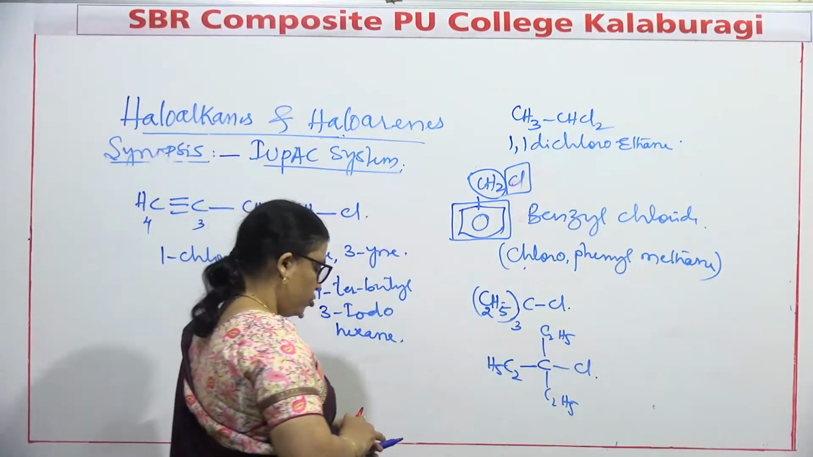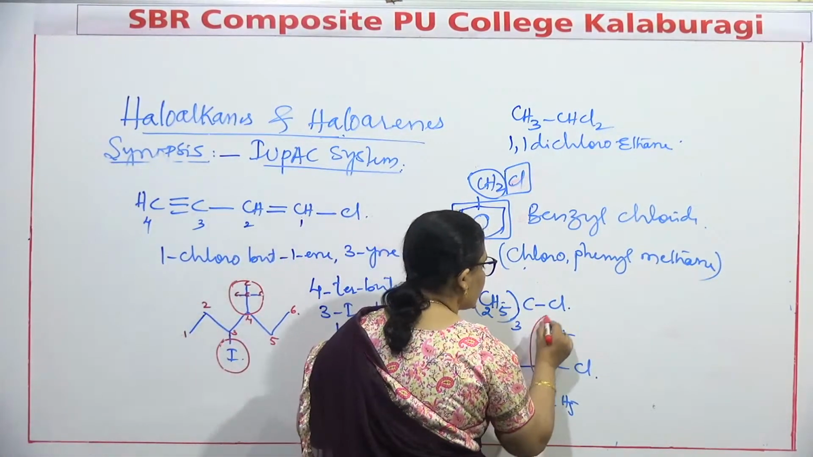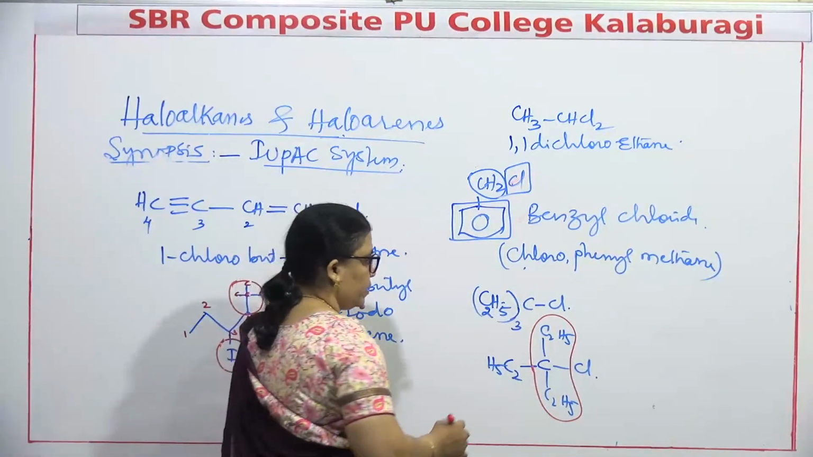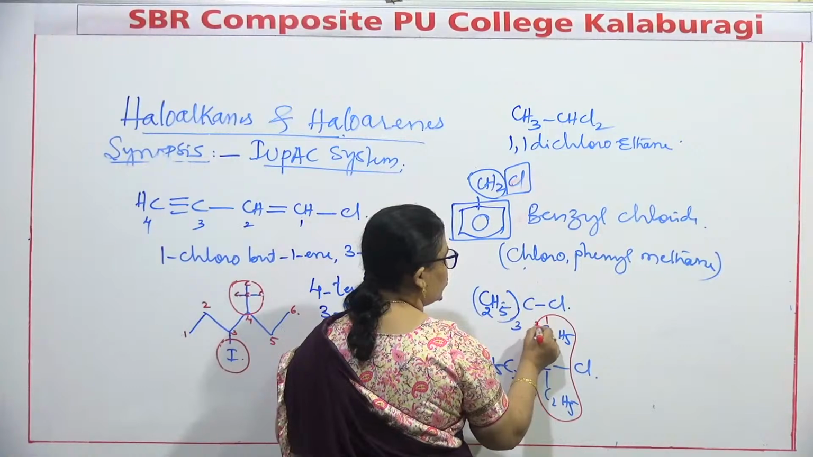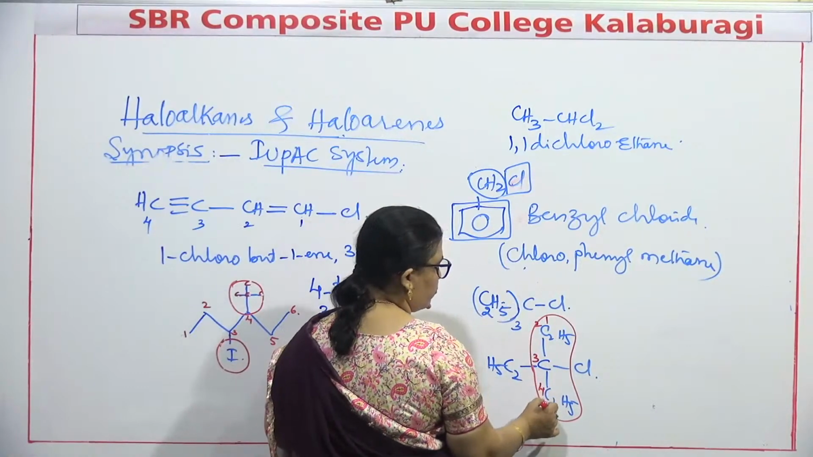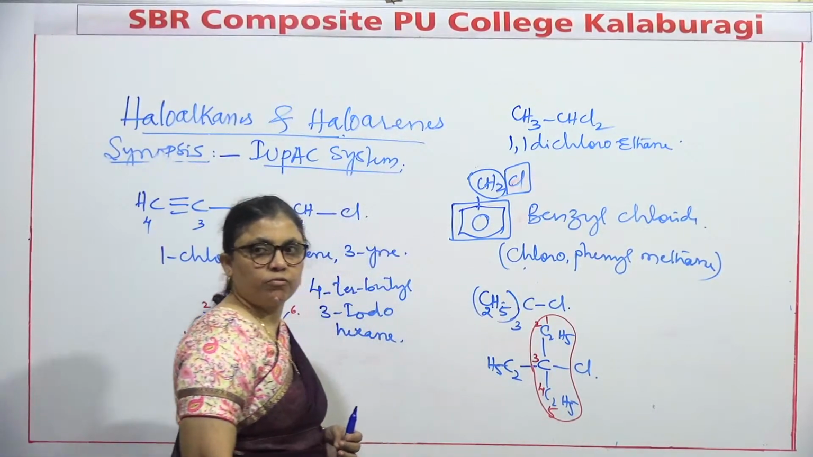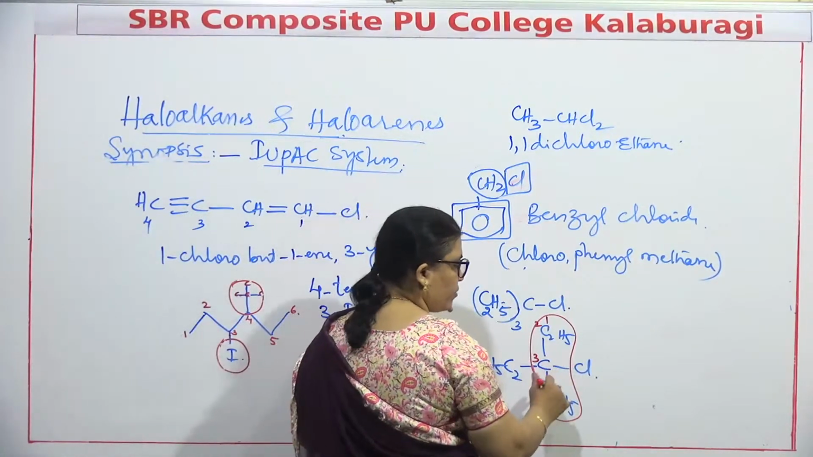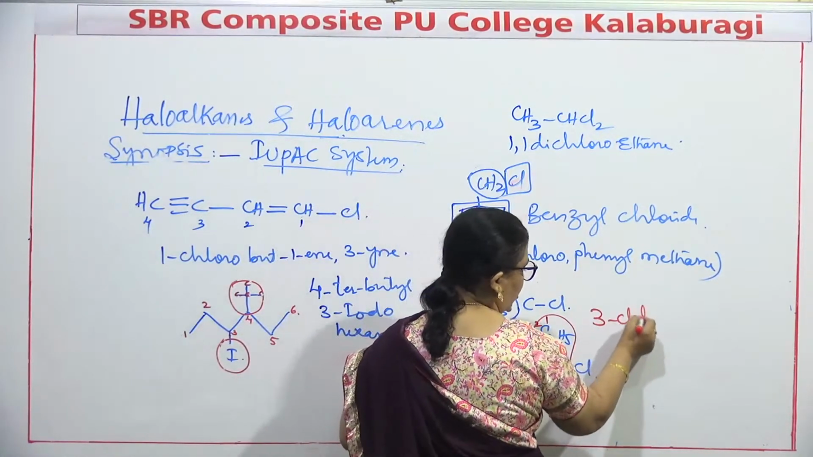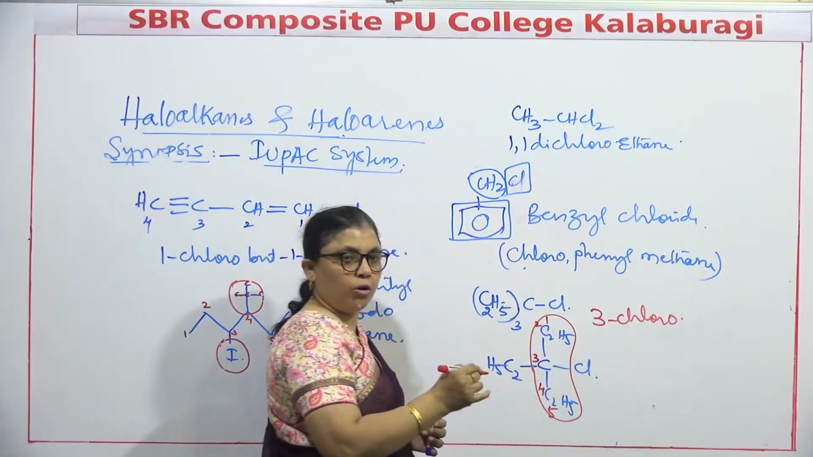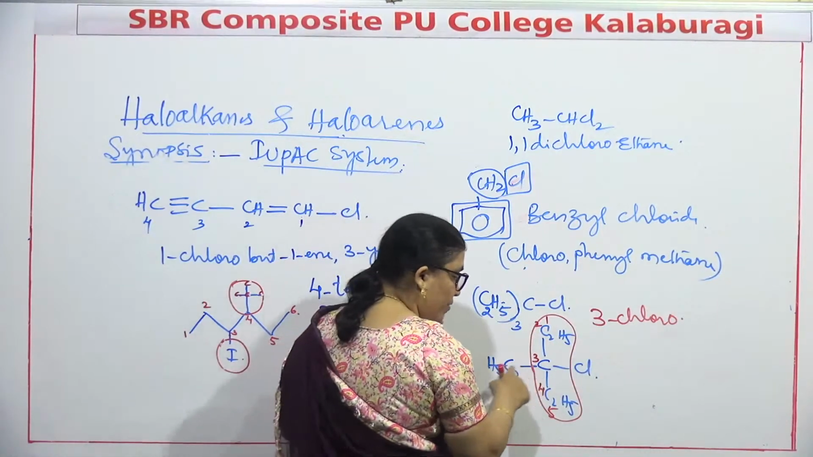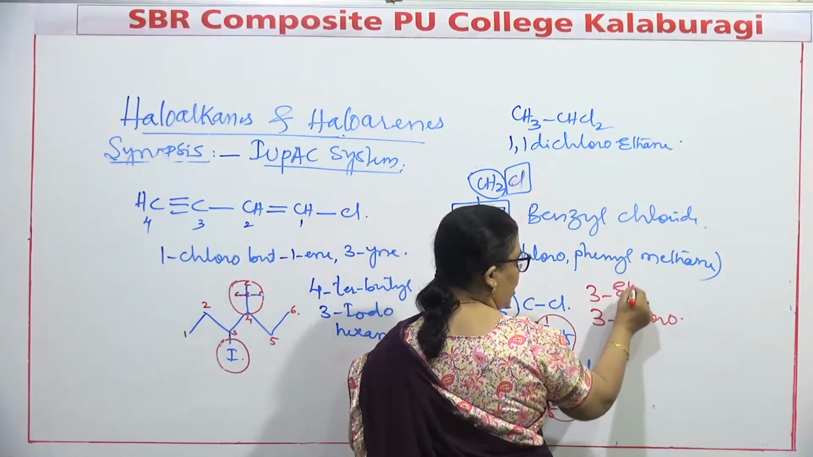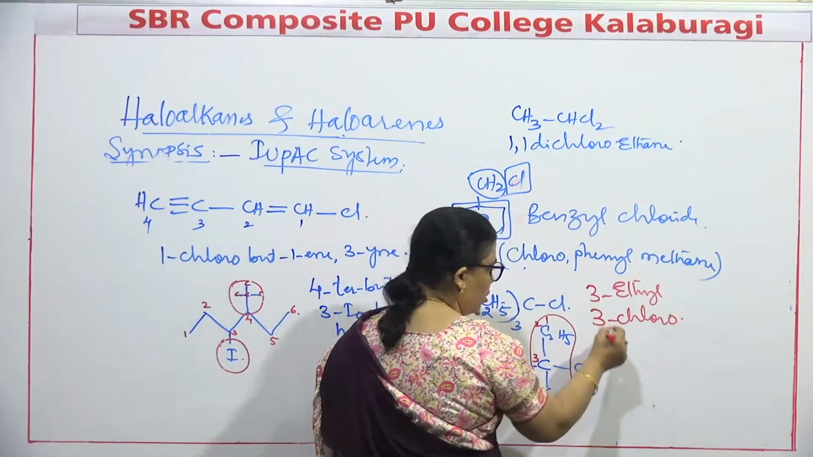Correct? Longest chain is what, children? This one. Correct? Yes. Carbon atom number 1, 2. This will be 3, this will be 4 and 5, because we are having C2H5. At the third carbon atom, we are having chloro group, 3 chloro. Correct? 3 chloro. Now, third carbon atom, we are having ethyl also. The alphabetical order will be 3 ethyl, 3 chloro, pentane.